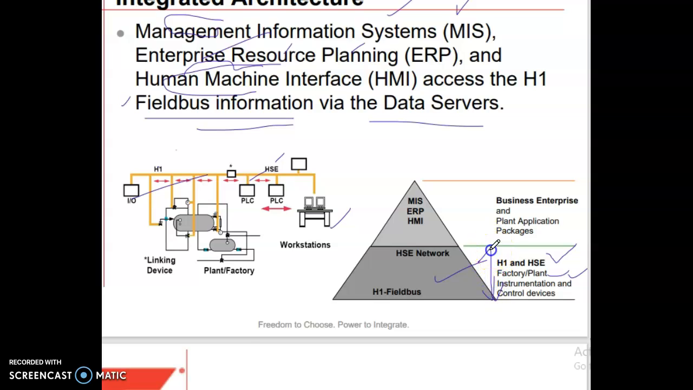Okay. Here MIS, ERP, HMI, business enterprise and plant applications package. Here H1, this one here, H1 Fieldbus, HMI, H1, HSE network. The HSE network, this one is high speed Ethernet.